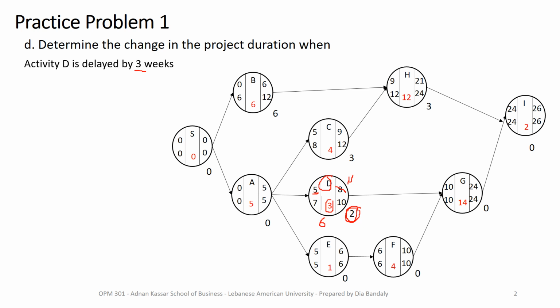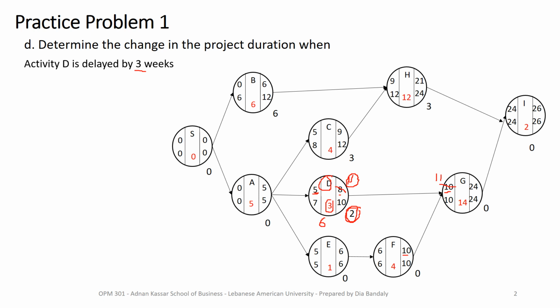What does it mean? Look, before we had the early start of G equal to 10. How did we get that? That was the early finish of F of 10, and it was higher than the earliest finish of D, which was 8, and that's why the earliest start here was 10. But now that the earliest finish of D is 11, G cannot start on 10 anymore, right? It will start only on 11.